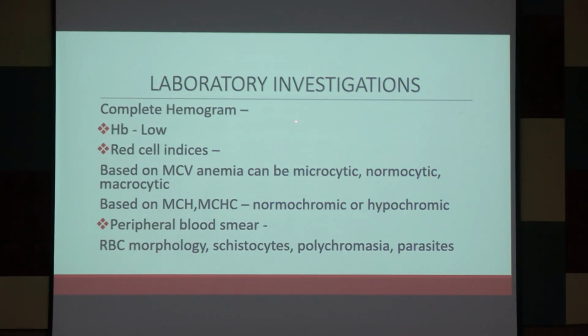We are also going to see RBC morphology on the peripheral blood smear, whether there are any schistocytes. Where are schistocytes found? Conditions are hemolytic uremic syndrome, microangiopathic hemolytic anemia, those will be in later classes. And RBC polychromasia. You can see malaria parasite in the RBC also.